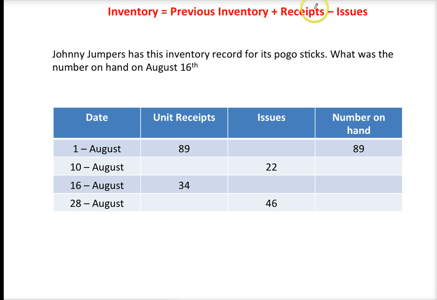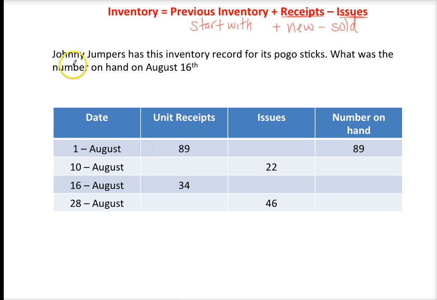You add to that any receipts. That means anything that's coming in, and you subtract from it any issues. Those are things that have been sold or given out. Okay, so that makes sense, right? This is what you started with. This is anything that's new that came in minus anything that was either sold or sent out from the store. Okay, so don't be confused by this is incoming, this is outgoing.